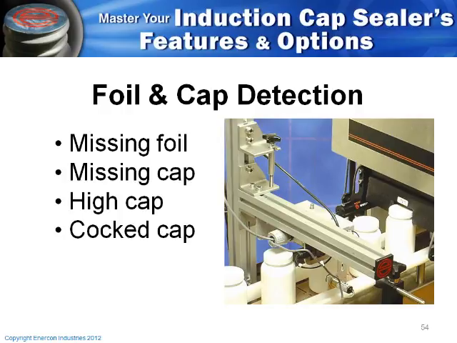We can add even more functionality when it comes to cap application by looking at high and cocked cap detection. When a closure is not adequately applied to the bottle or the closure is cocked on the bottle, you will not get a hermetic seal. For these, we want to detect them, and just like a missing foil or missing cap, we want to send a signal to reject that bottle off the line.